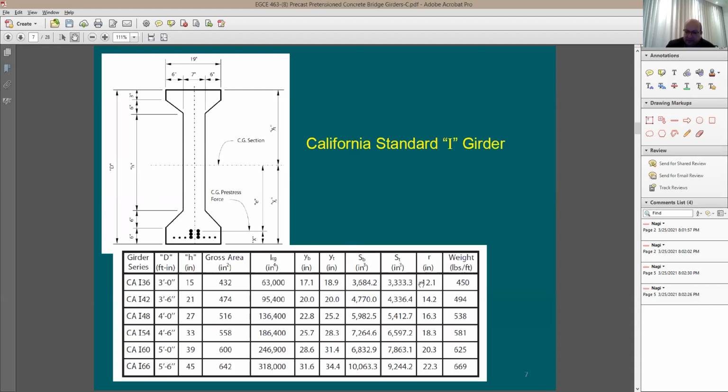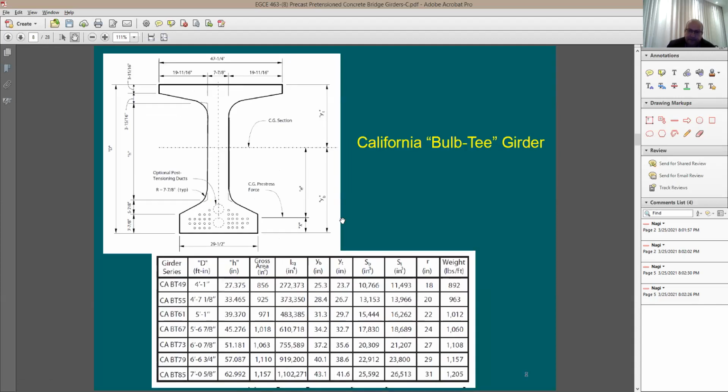And look at the properties. You have all the properties. Here's the weight of it. Here's its Y top and Y bottom, and the moment of inertia, the ICG, the cross-section area, and the total depth. You can go to a bigger beam if you want to, and then you have all the properties for them. It's for the I section or I girder.